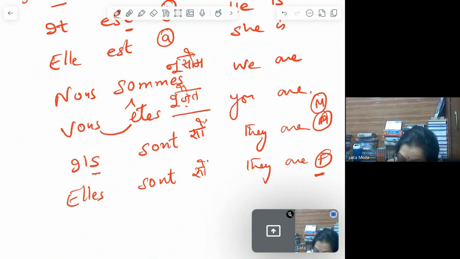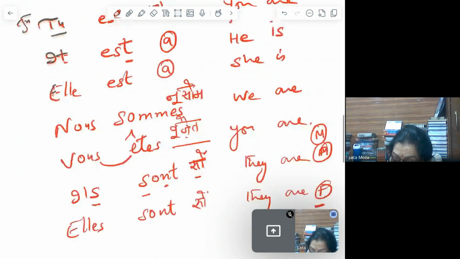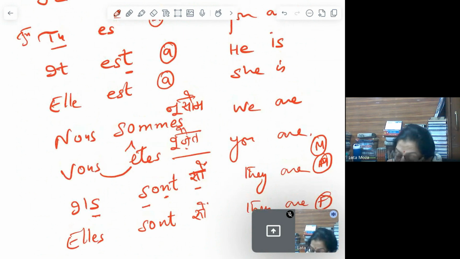S and E is pronounced as Z. Here, with the double S, we'll pronounce it as son only. There is a nasal sound over here, son. N is spoken with the nose, it is nasal here also. Je suis, tu es, il est, elle est, nous sommes, vous êtes, ils sont, elles sont.